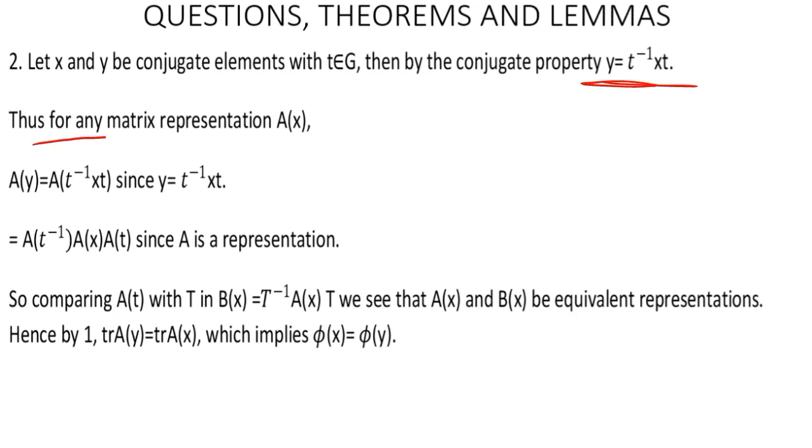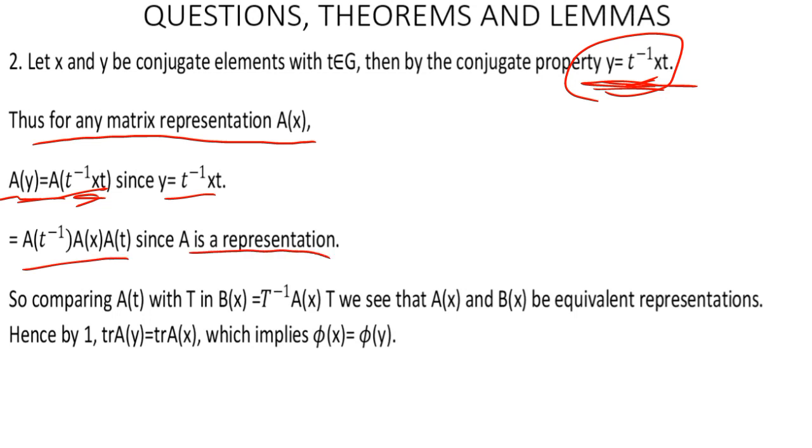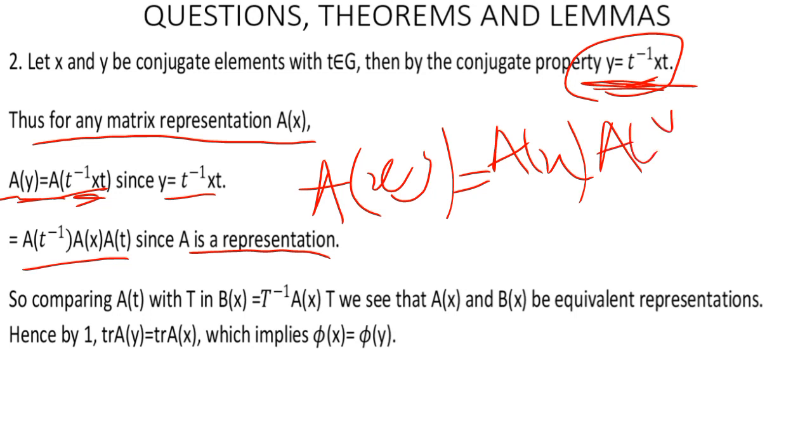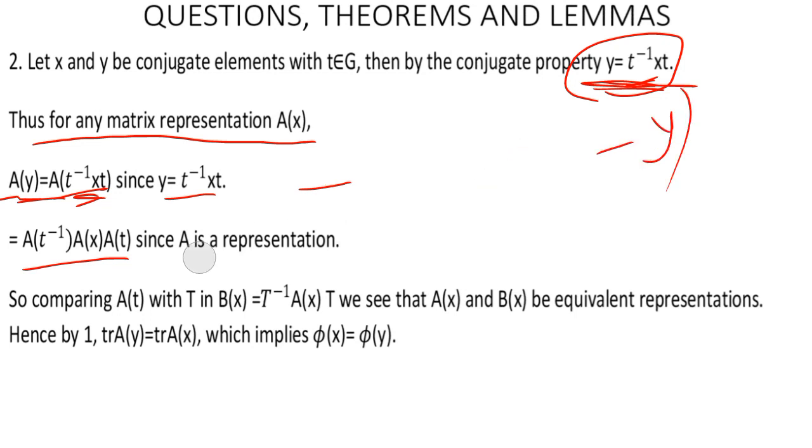Thus for any matrix representation AX, what happens? If we have AX, now we're saying y is this. So in AY, wherever we see y, we put T inverse XT, right? Y is that. So if you substitute that, since y is this, AX becomes this. Why? Because A is a representation. Remember, we said that AXY is the same as AX times AY. I'm sure by now that has become part and parcel of you. You know this definition well. Because it's a representation, it splits, and so we have this.